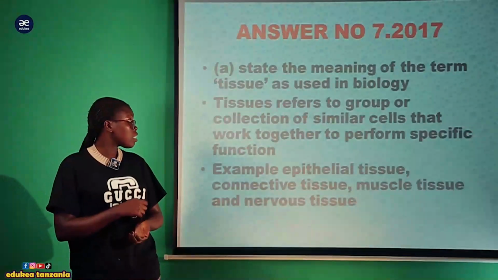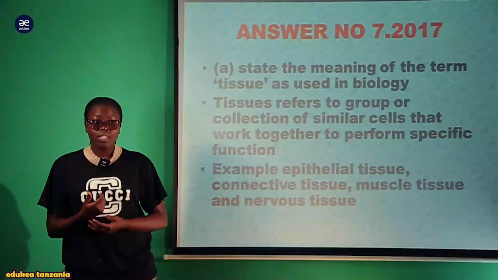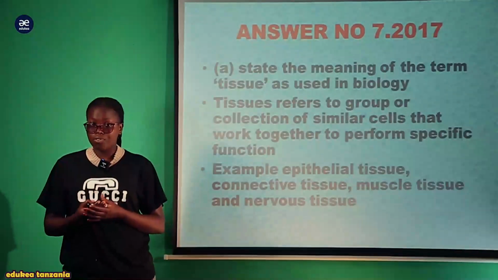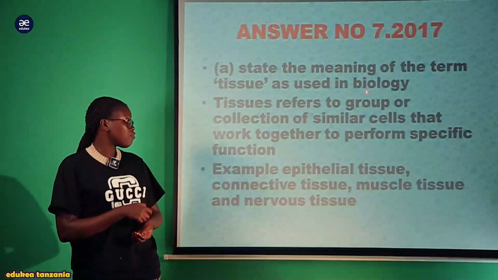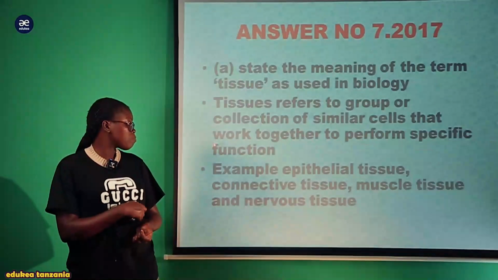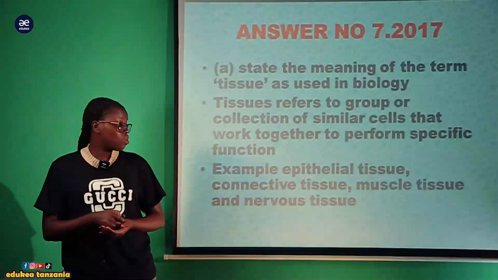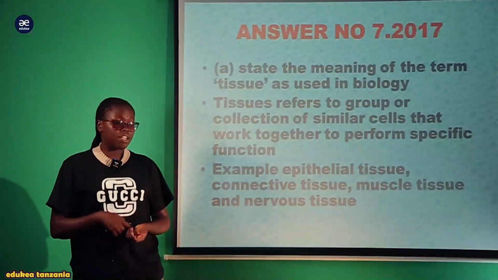Without wasting our time, tukianza na Roman A, which needs you to give the definition of the tissue. The tissue, this has been formed by the combination of the cells, and the cell is the basic unit of life. So the tissue refers to a group or collection of similar cells that work together to perform a specific function. Example of those tissues, kuna epithelial tissue, kuna connective tissue, kuna muscle tissue pamoja na nervous tissue.